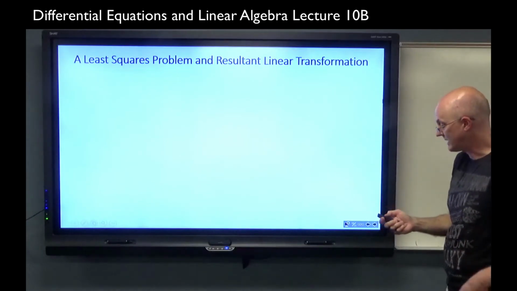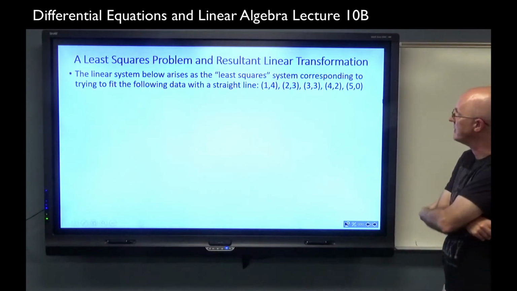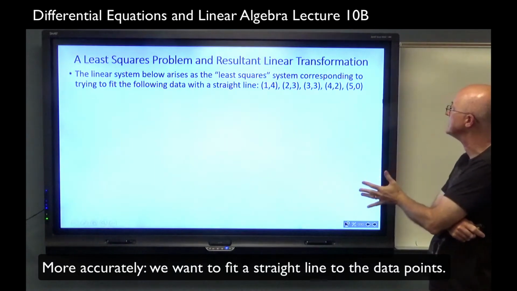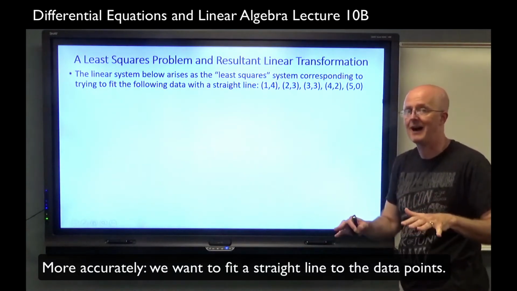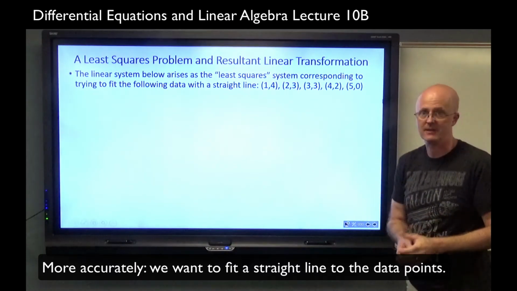So what's a least squares problem? It arises when, for example, you want to fit data points to a straight line. So I've got 5 data points, and I'm trying to fit a straight line to those points. Now, those 5 points do not all lie on a line exactly. I'm trying to find the trend of the line.